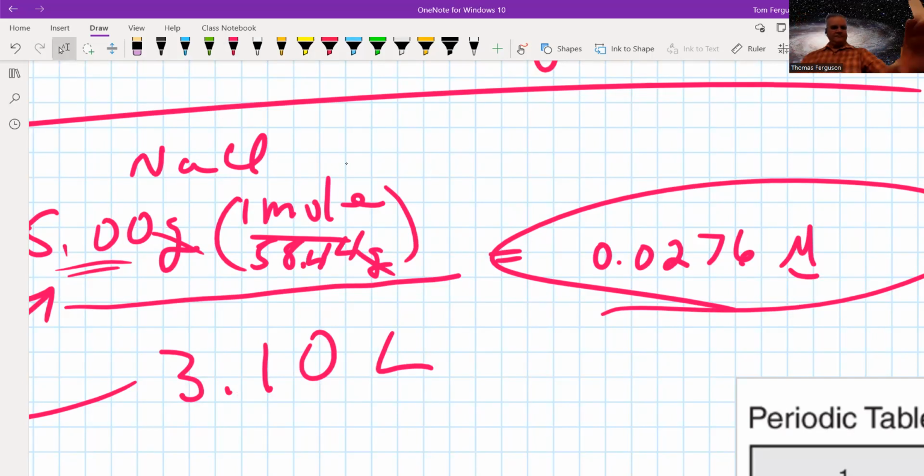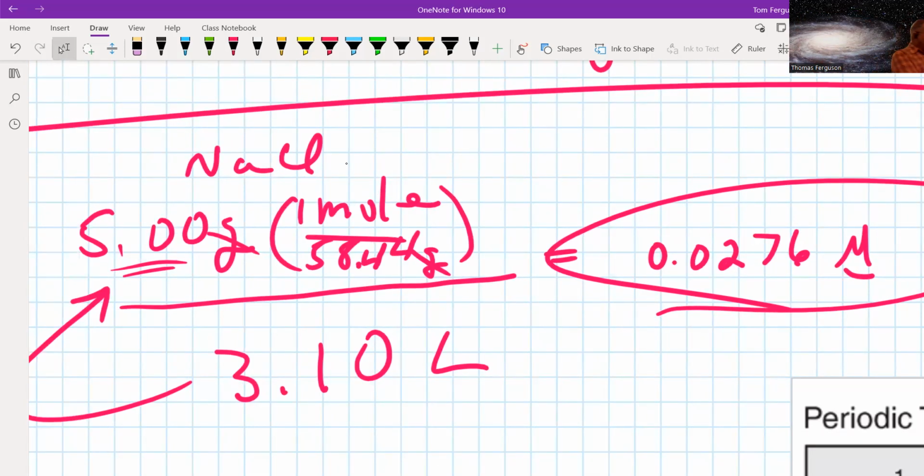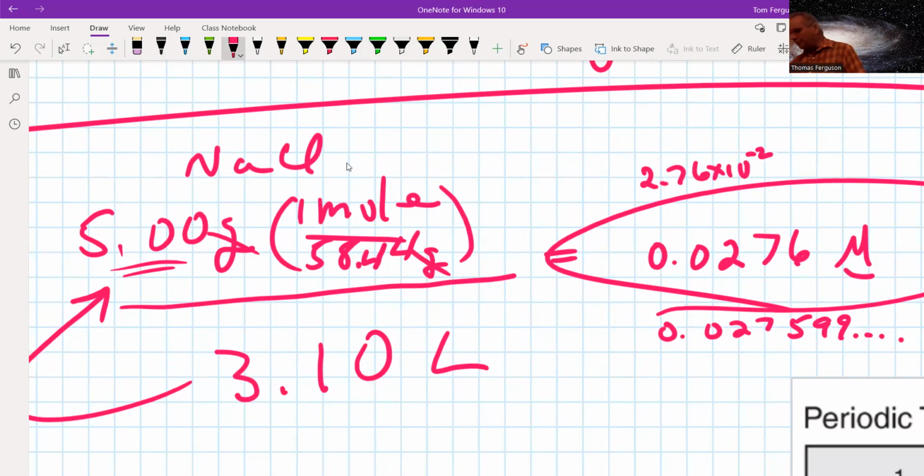Now, how would you do this on your calculator? So basically what we're going to do is always consider sig figs like we always do. And so we're going to go 5 divided by 58.44, divide again 3.1. So the answer is 3 sig figs. So our answer is 0.276, or 2.76 times 10 to the minus 2.